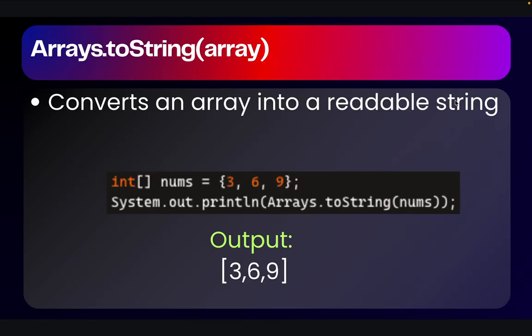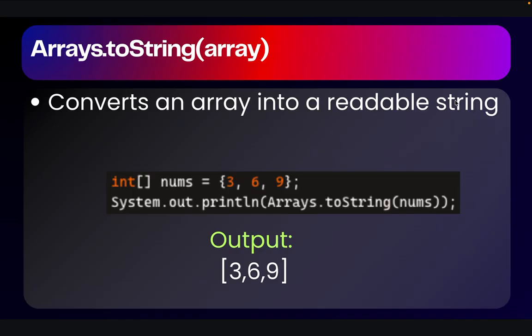Now, the first one we're going to talk about is toString. It literally sounds exactly like what it's saying. It's going to convert the array into a string, and it's printing it out as a string value instead of an array. So in this case, it will simply print out exactly what is in the array, but in the data type of a string.